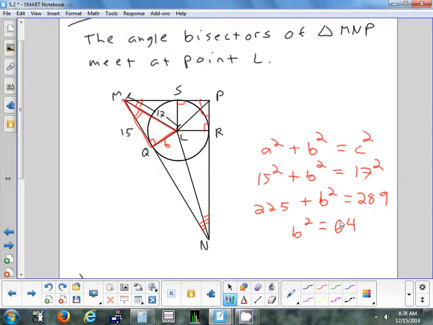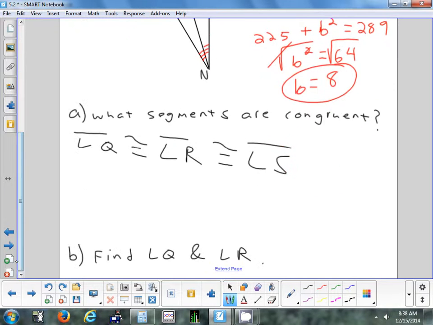And someone else tell me, how do you get rid of the exponent there? Yep, square root. And can you go ahead, Selena, tell me what B is? Yep, B is 8. 8 units. Okay, so now we know the length of LQ, which we called B, is 8.